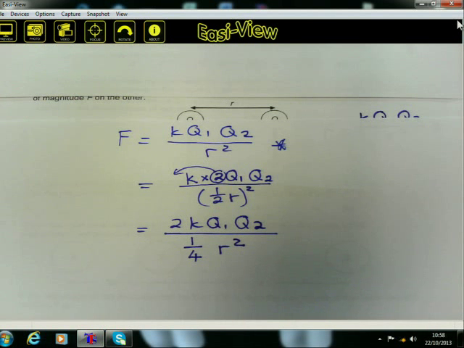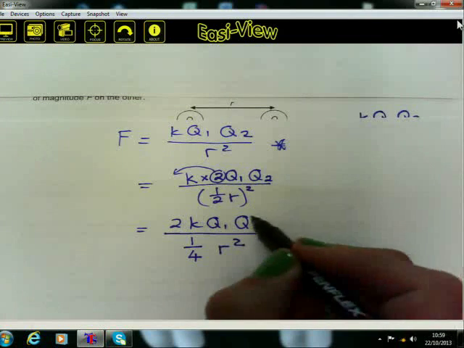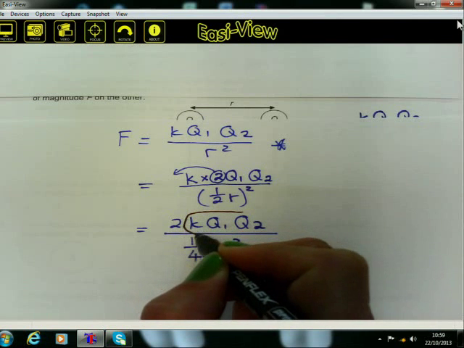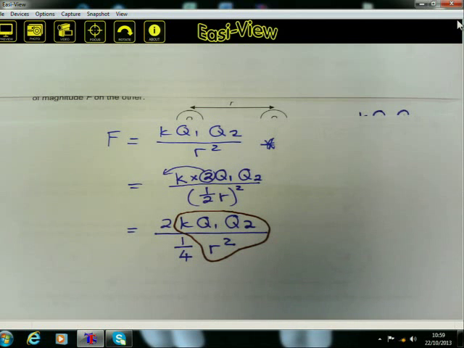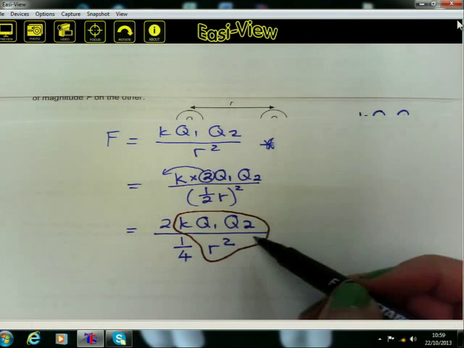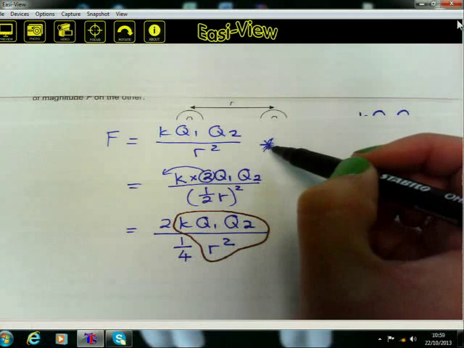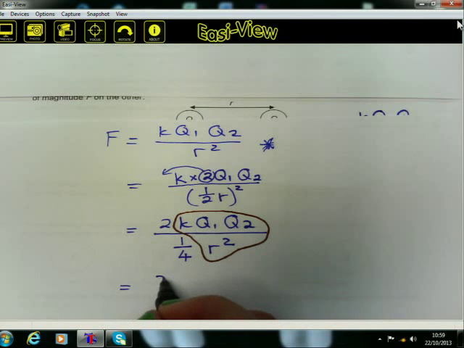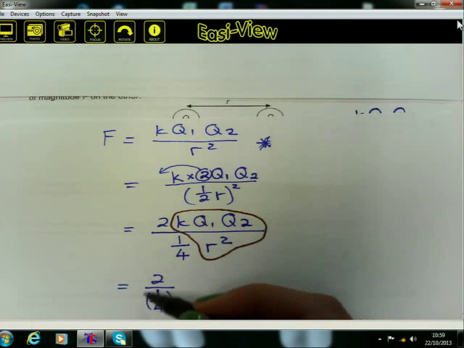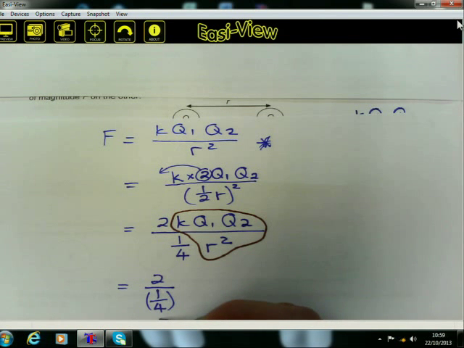Now, if you look at this expression, where is our original one? K Q1 Q2 over R squared. Do you see the one I'm circling in red here? That's our original expression. But now what happened to this value? It is multiplied by 2 over 1/4. Now if you type this into your calculator, you'll see that it equals 8. 2 divided by 1/4 is 2 multiplied by 4, and this is equal to 8.